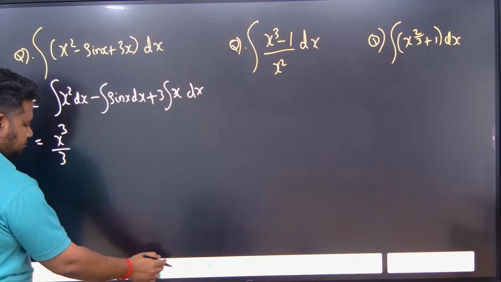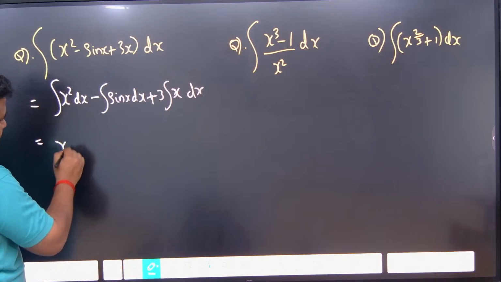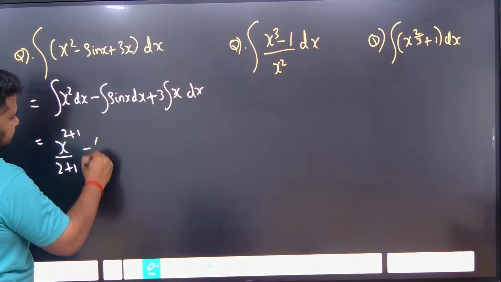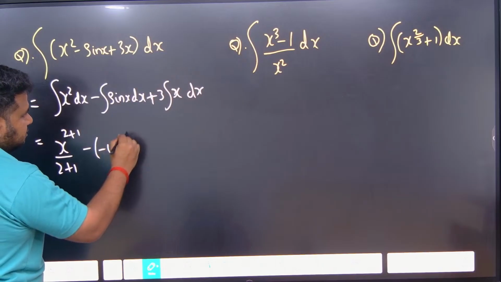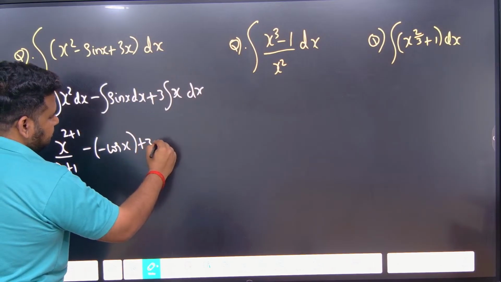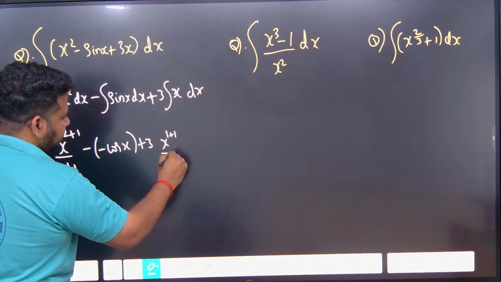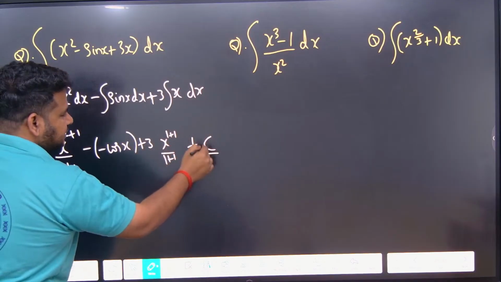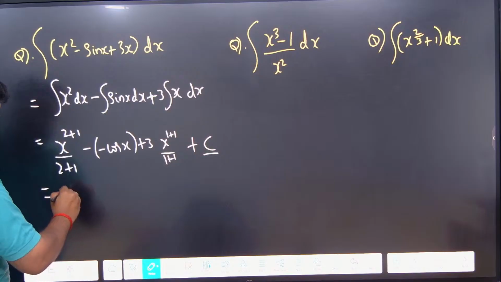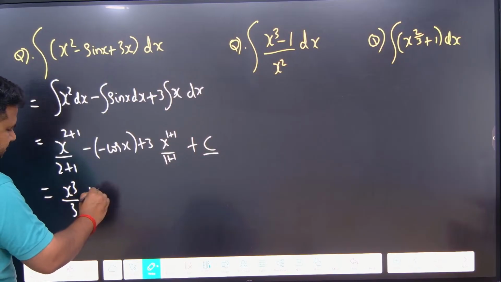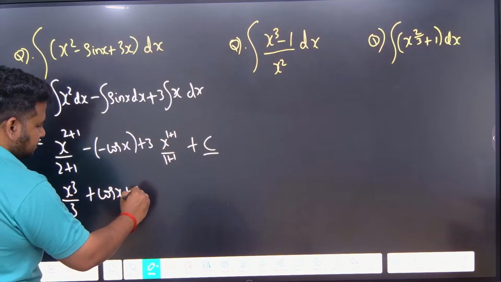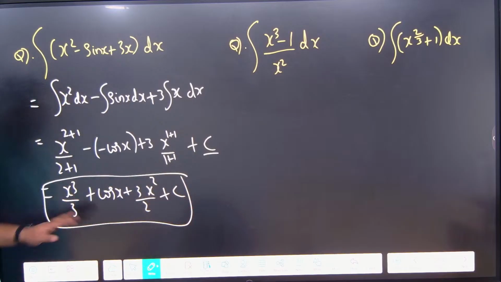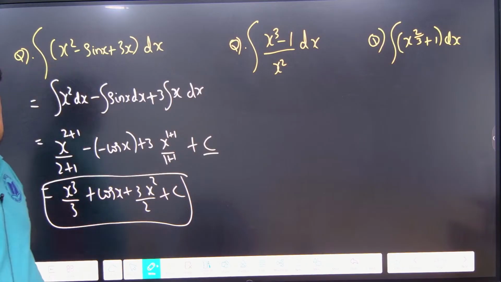Let me write one more step here, using the formula x to the power of 2 plus 1 by 2 plus 1. Minus the integral of sin x, which is minus cos x, plus 3 into the integral of x, which is x to the power of 1 plus 1 by 1 plus 1. After integrating I should write plus c, the constant of integration. Now this will become x to the power of 3 by 3, plus cos x, plus 3 into x to the power of 2 by 2, plus c. So this is the final answer, friends, the antiderivative of the given function.